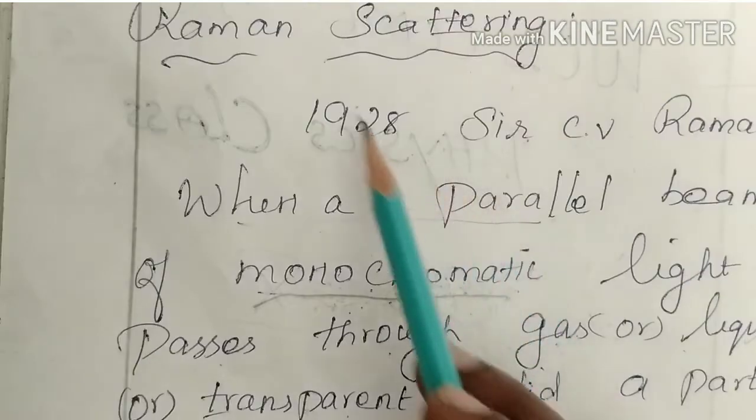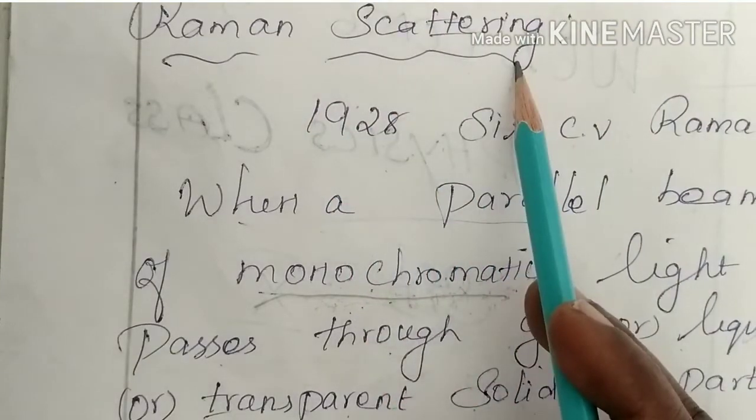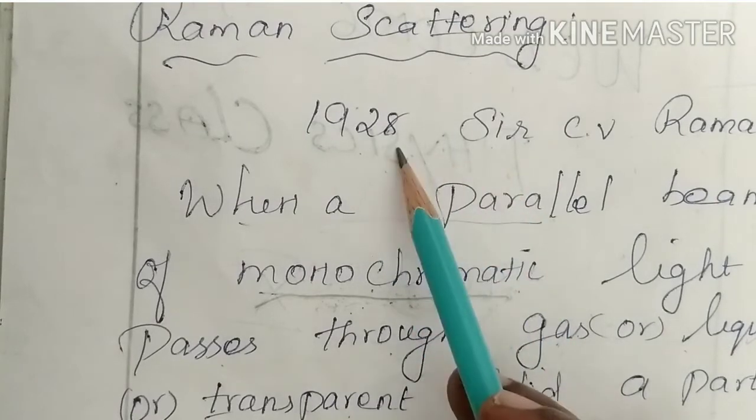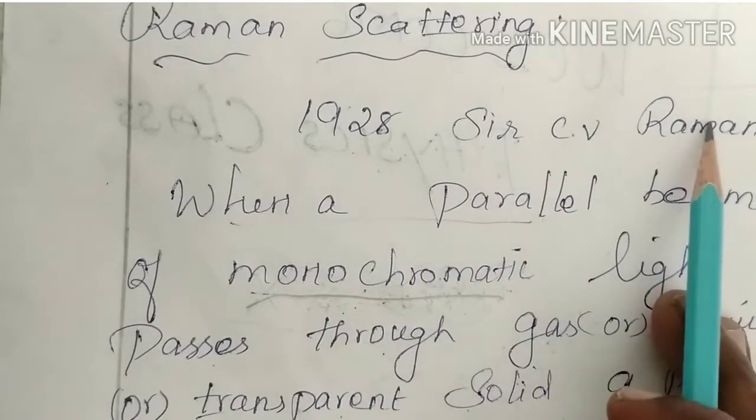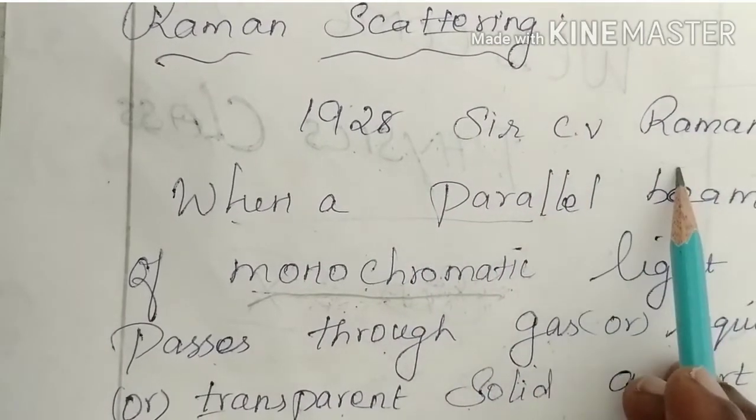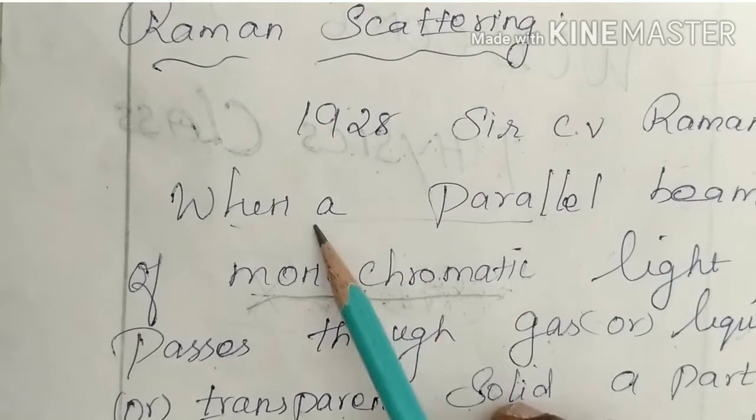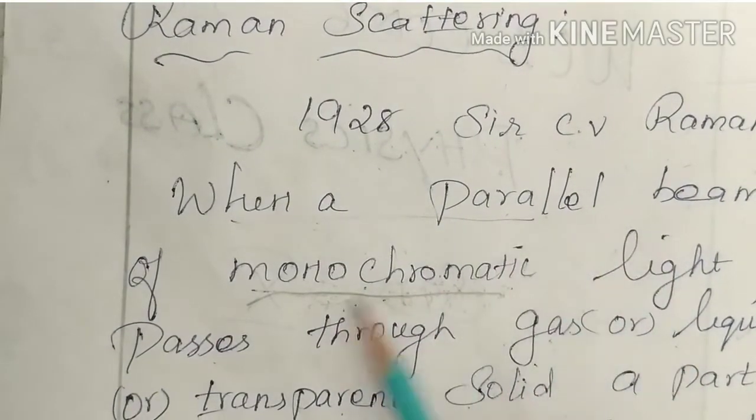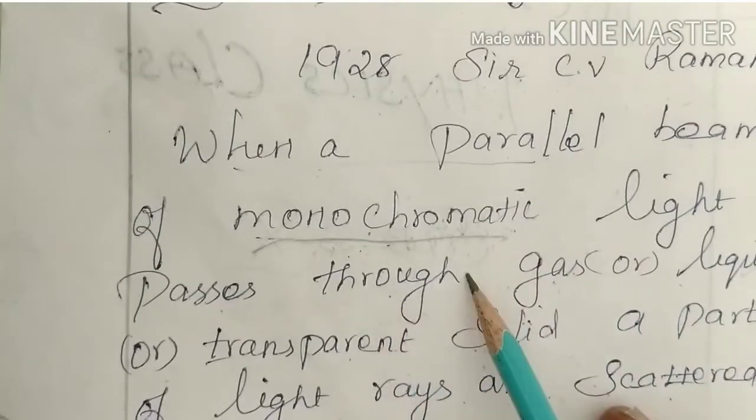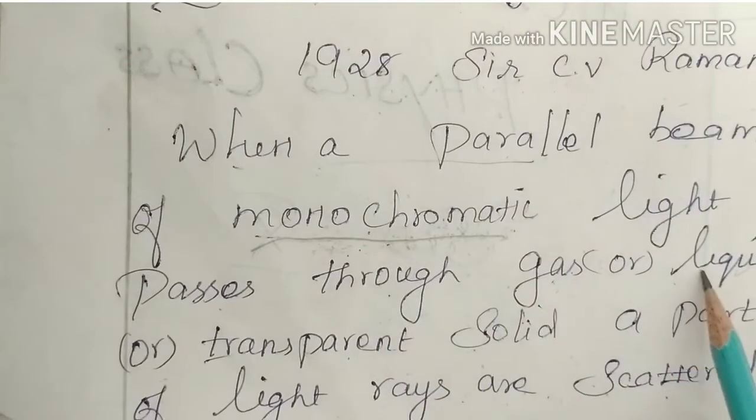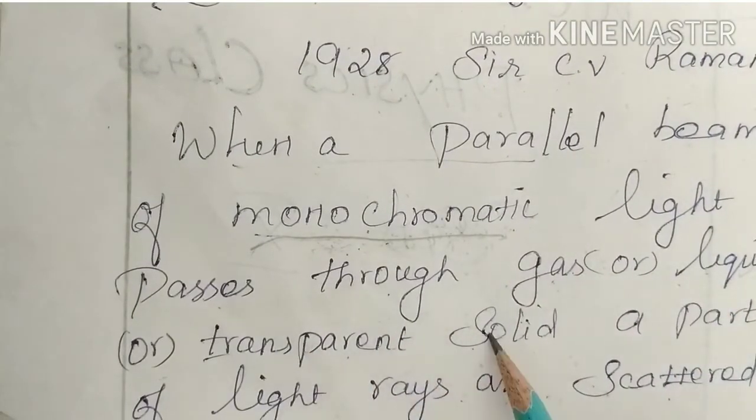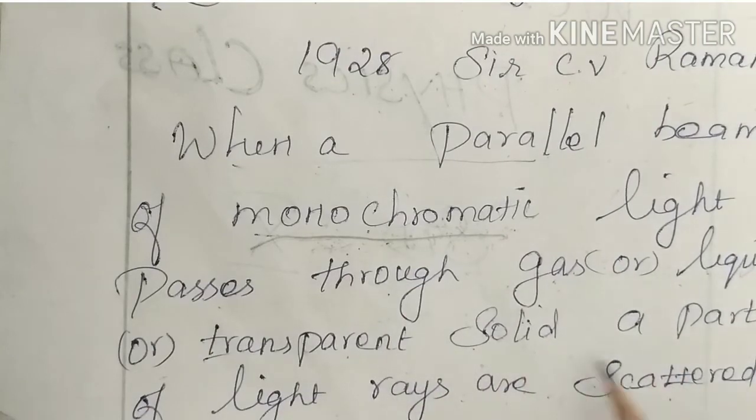Next we learned Raman scattering. Who discovered this? In 1928, Sir C.V. Raman discovered this fact. What he discovered is that when a parallel beam of monochromatic light passes through gas, liquid or transparent solid, a part of the light rays is scattered.